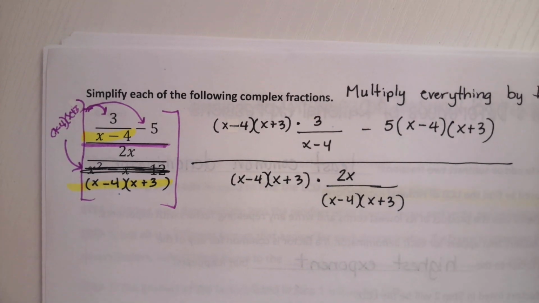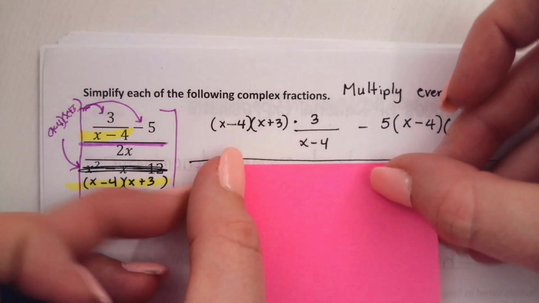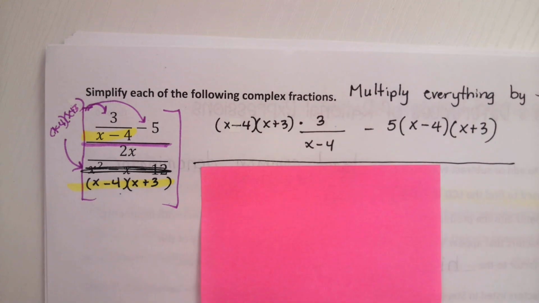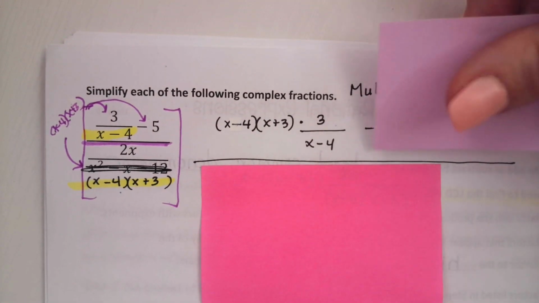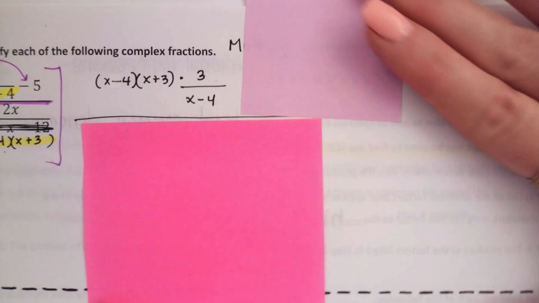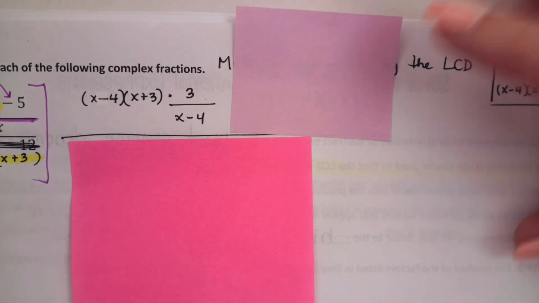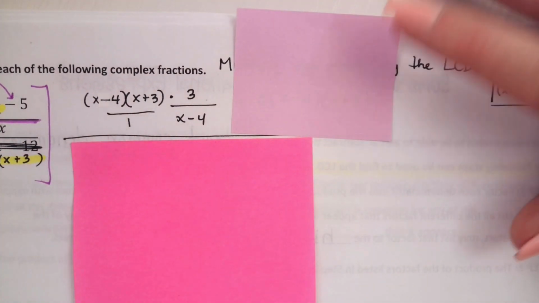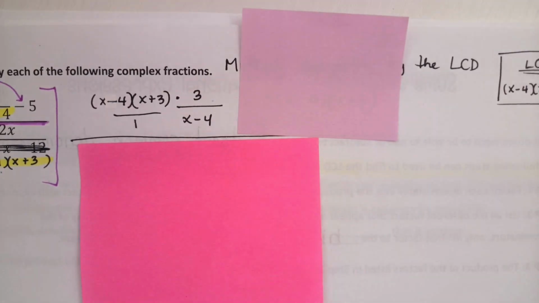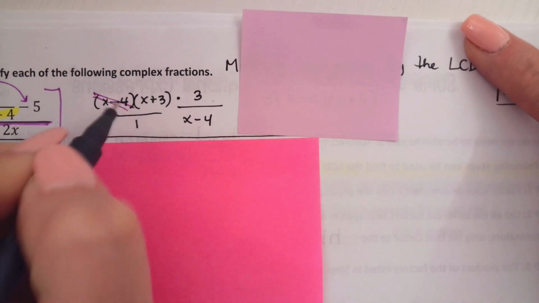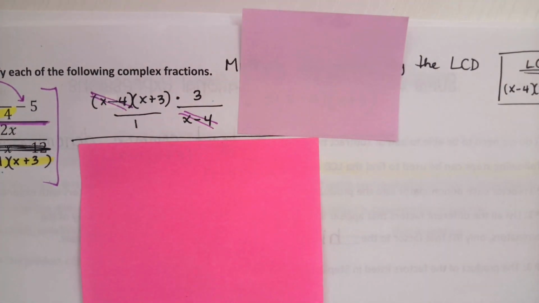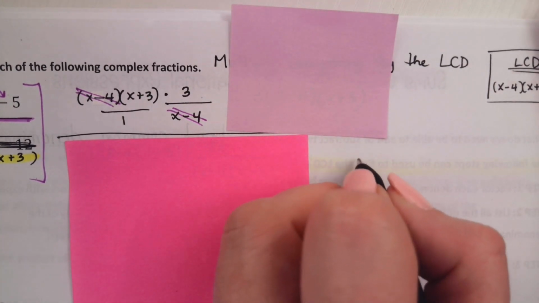Okay, so it's not overwhelming, I'm going to cover up different parts of it so we can focus in on one little part at a time. I'm going to cover up the minus 5 times x minus 4 times x plus 3, so we can just focus on this one right here. We learned how to do this yesterday. When you're multiplying, can you cancel diagonally? Yes, you're going to cross out your x minus 4s. That's gone. So we really just need to do 3 times x plus 3, which is 3x plus 9.